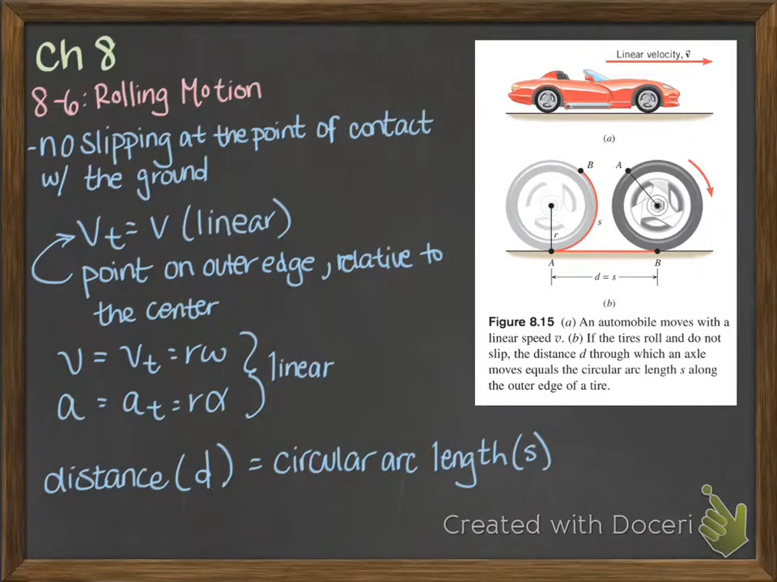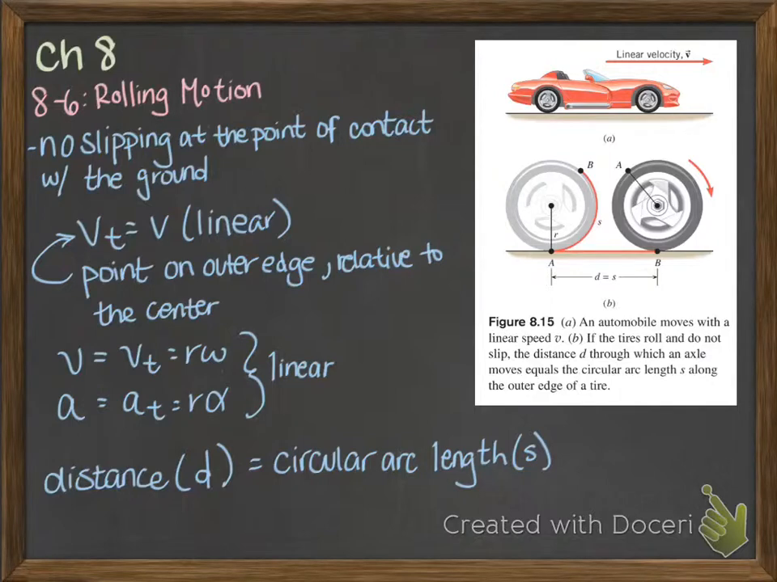This is the last section, 8.6, rolling motion. A rolling motion means that there's no slipping at the point of contact with the ground. So if the tangential velocity is the linear velocity, it's the point at the outer edge relative to the circle. In figure 8.15, an automobile moves with a linear speed v.